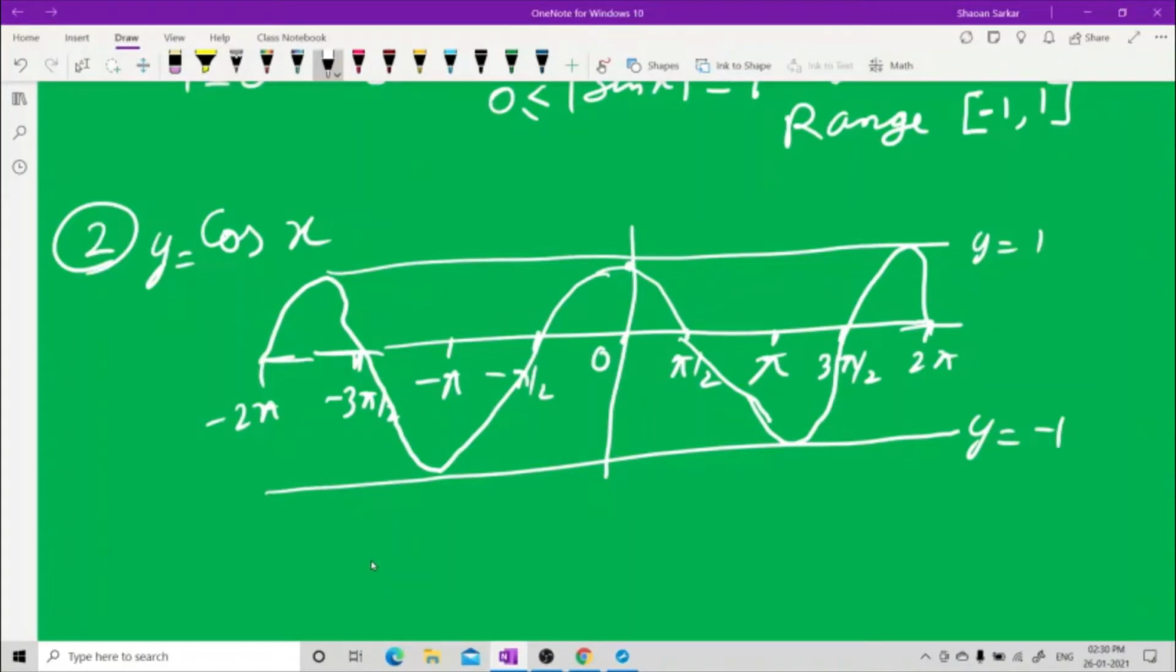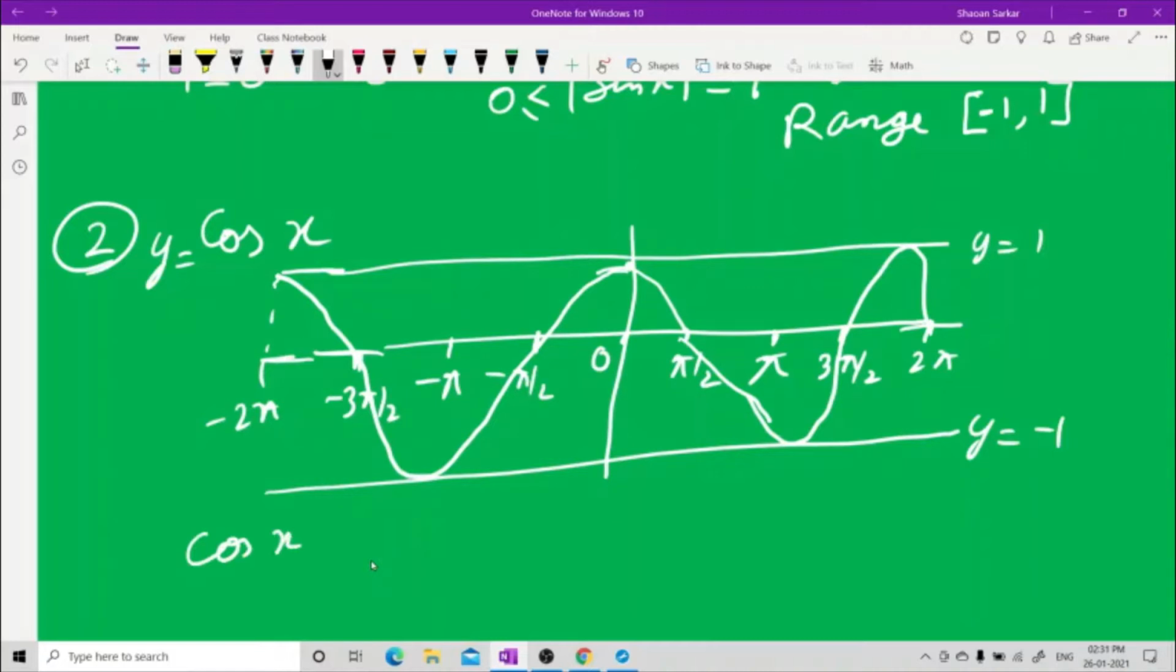Wait a minute. Yes, 3 pi by 2. I made a little mistake in this graph. Let me draw this little part clearly. Yes, from here it will go to 0, here minus 1, 0 and 1 at this point. This is the way the cos graph is.